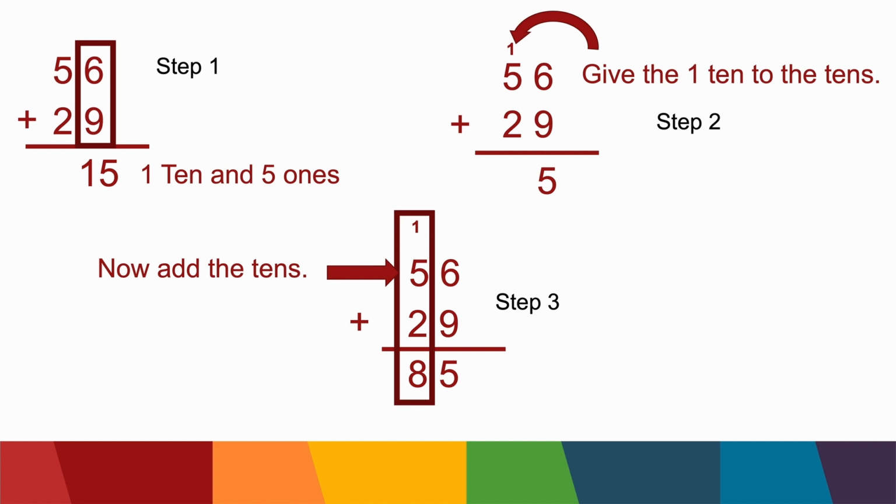56 plus 29. Step 1, we add the ones column. 6 plus 9 equals 15. 15 is actually a 1 ten and 5 ones. We need to carry over. Step 2, give the 1 ten to the tens column. Carry the 5 down. Step 3, now we add in the tens column. 1 plus 5 plus 2 equals 8. Our problem is 56 plus 29 equals 85.